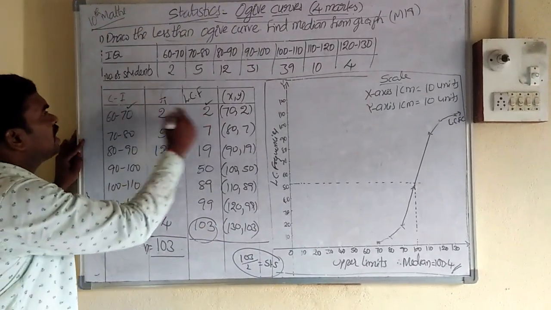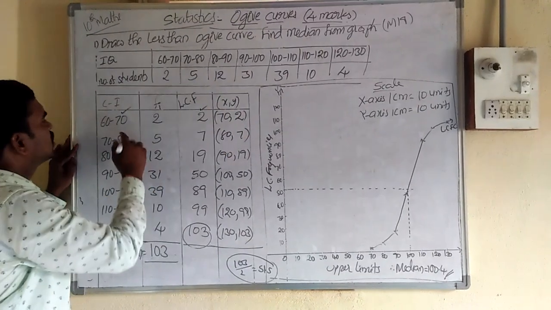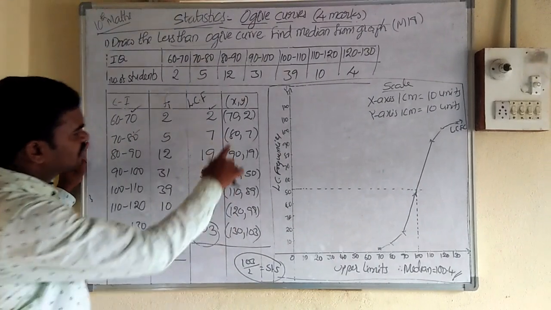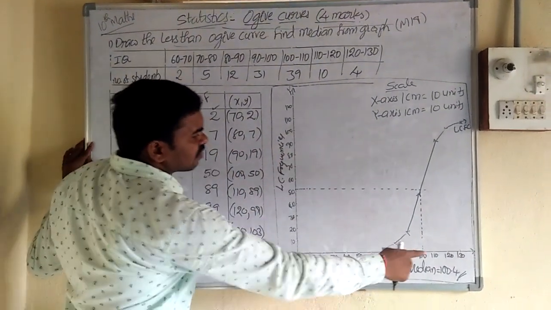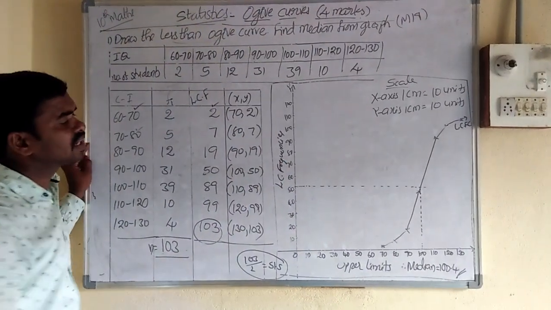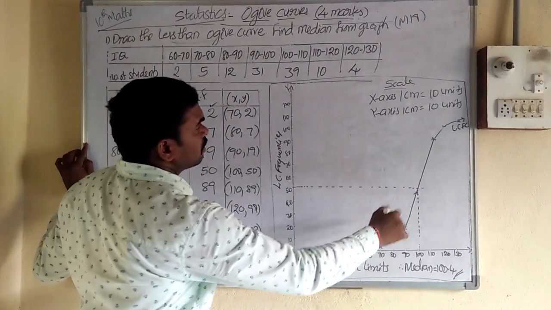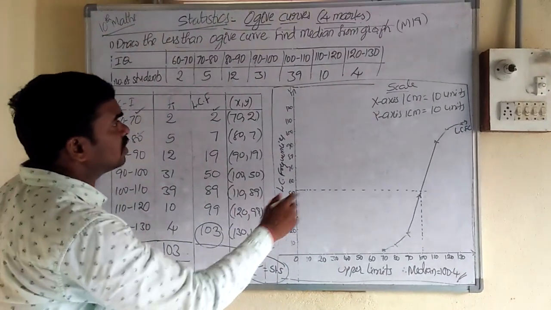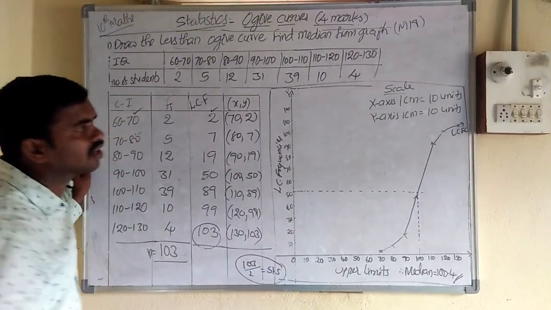So the points are the upper limit and the less than cumulative frequency, in every term. After getting the points, take the graph sheet and take the scale as 10, 20, 30 and so on. Plot the points and join all the points. After that, the required graph is over.